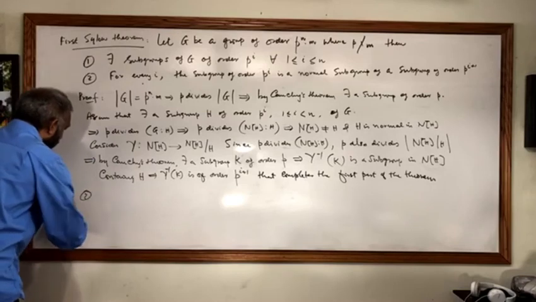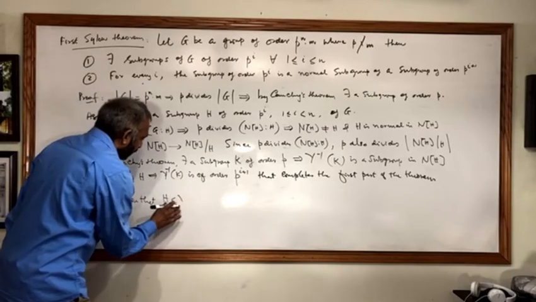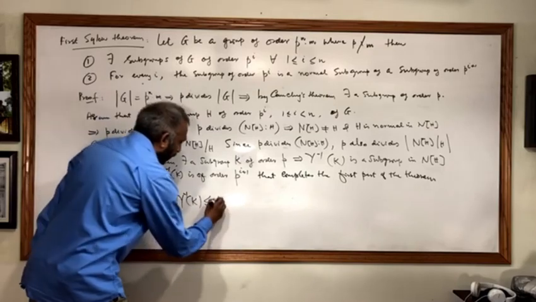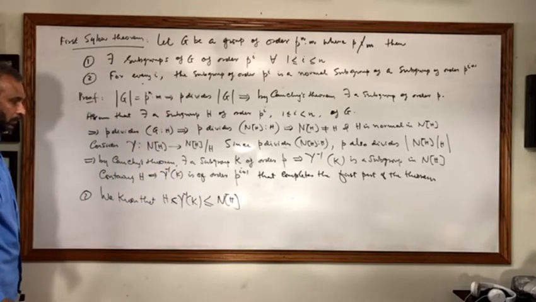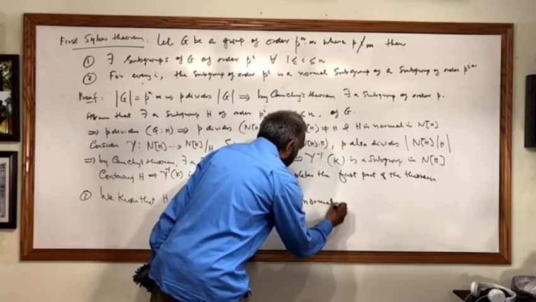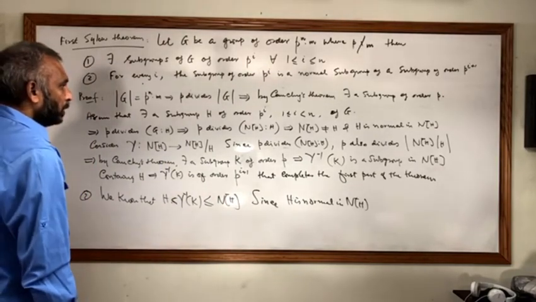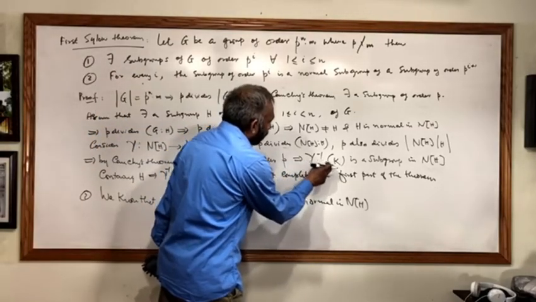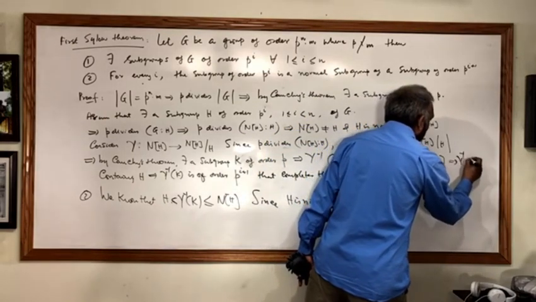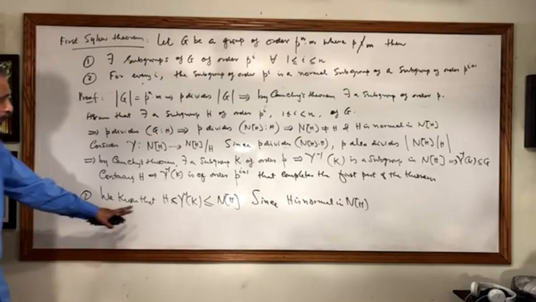Second part, we know that H is strictly less than gamma inverse of K, which is less than or equal to N of H. So since H is normal in N of H, see here we only showed that gamma inverse of K is a subgroup of N of H, and that implies gamma inverse of K is a subgroup of G. Okay. So here we know that this is true.